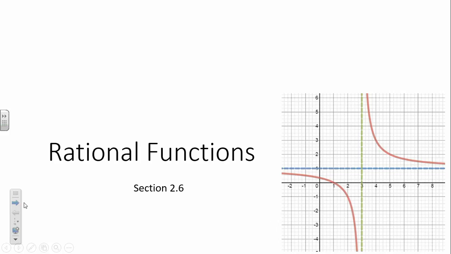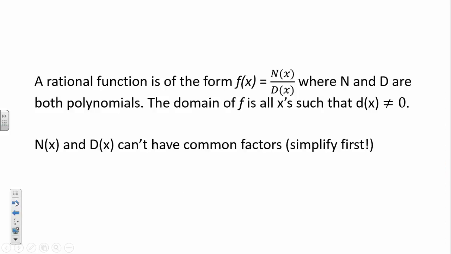So after our asymptote exploration, rational functions shouldn't be a lot of note-taking because a lot of this is going to make sense to you. But a rational function is a function of the form f of x equals n of x over d of x, where n and d are both polynomials. So we're taking a polynomial and dividing it by a polynomial, and that's where we get our rational function from.